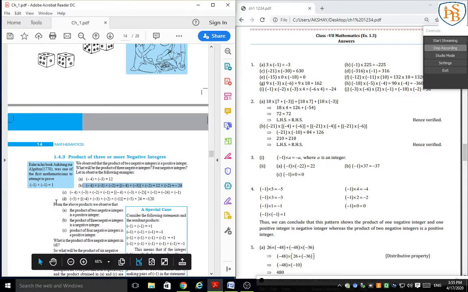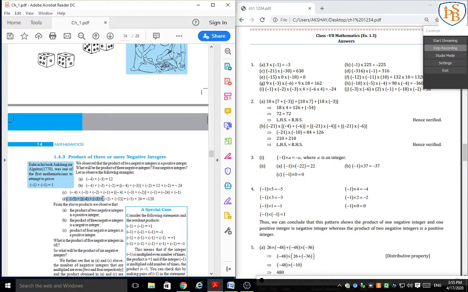Again, we will discuss the example D. Negative 5 into negative 4 into negative 3 into negative 2 into negative 1. So there are 5 negative integers. Again 5 is an odd number, so I have to recall that there are 5 integers, 5 is an odd number, so I have to give a negative sign to the answer.